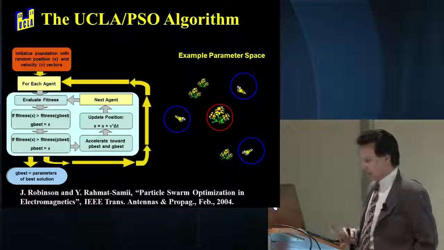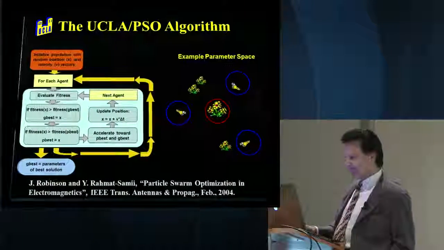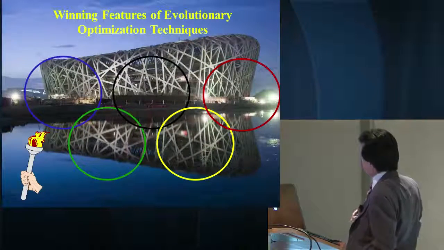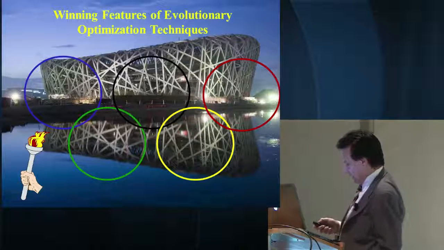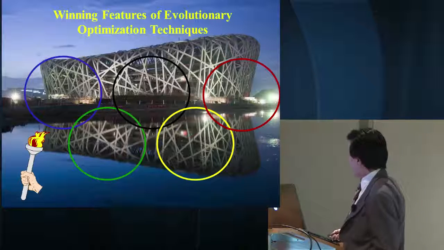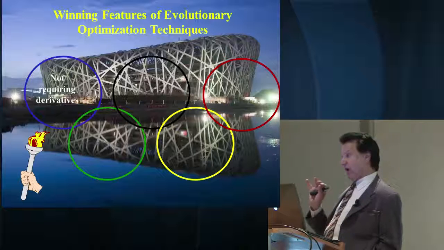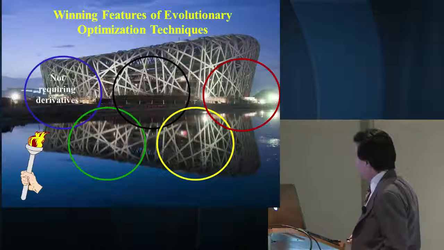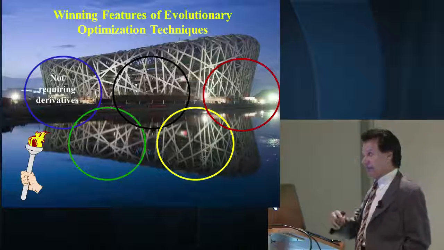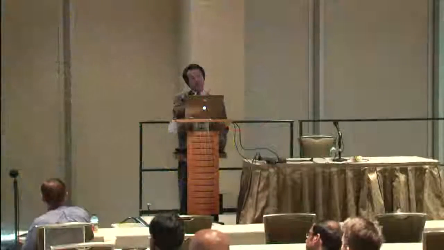We have developed all these different techniques, and we have written books about some of them. So what are the winning features of evolutionary optimization techniques? I just used this bird's nest from when they had the Olympics in Beijing, China, and I put another 5 rings here. These methods have 5 essential characteristics. They do not require knowledge of the derivative of your cost function. That's important because with any other seeking methods, you have to find the derivative. Here you don't have to. Sometimes your cost function may not be differentiable.